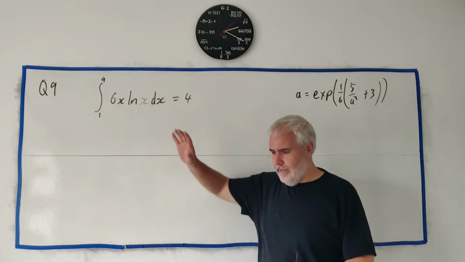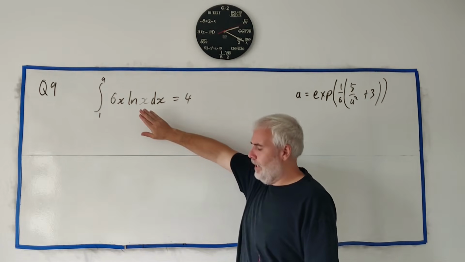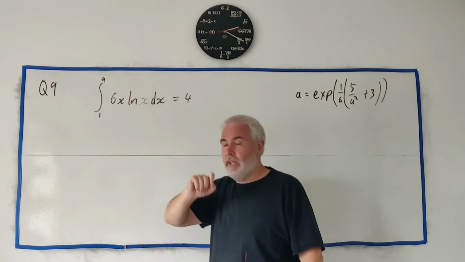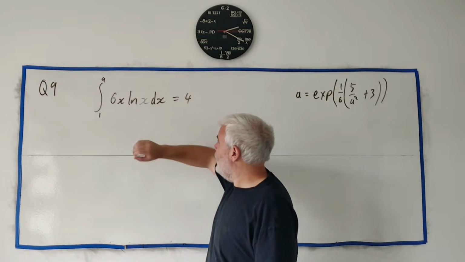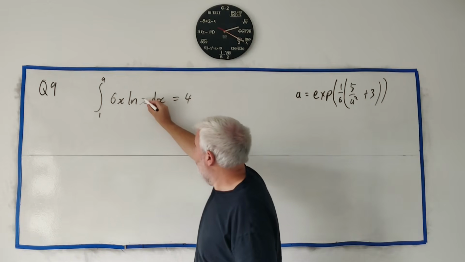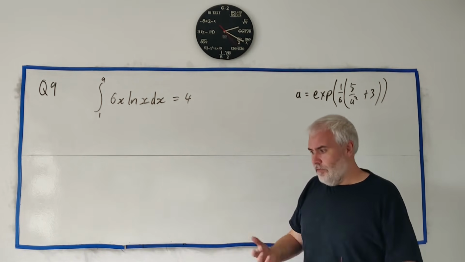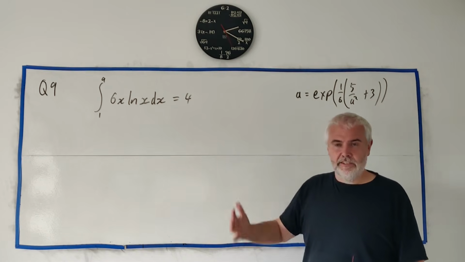With that said, this is still a hard question. I think a lot of students would still find a lot of difficulties with this. We have an integral with 2 terms, this 6x and this natural log of x. That can be difficult for most people. There are a few choices when you have things like this.